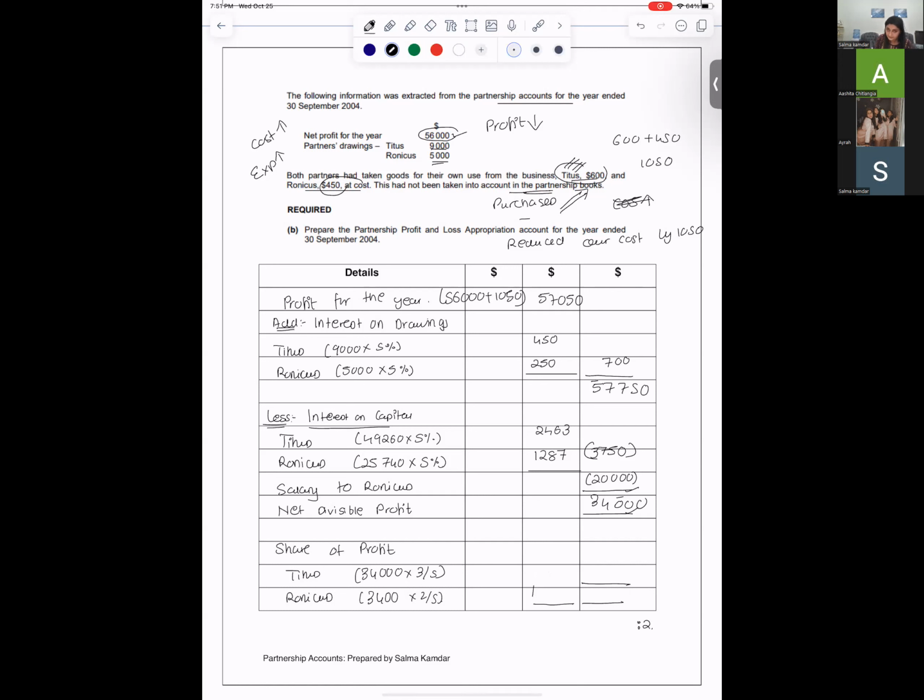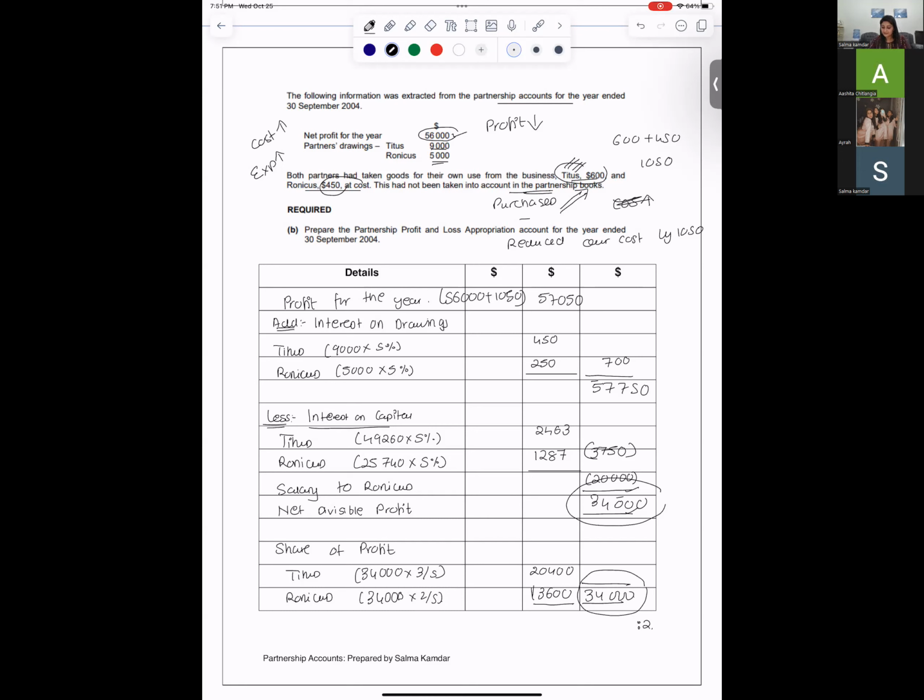It is 20,400 and 13,600, and your profits become 34,000. This and this should be equal. Are you with me? Yeah.